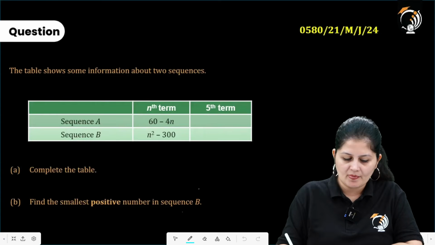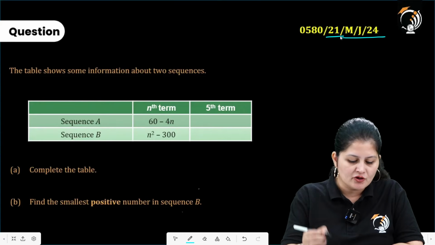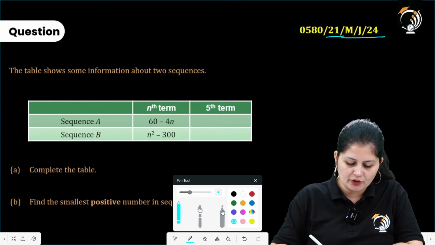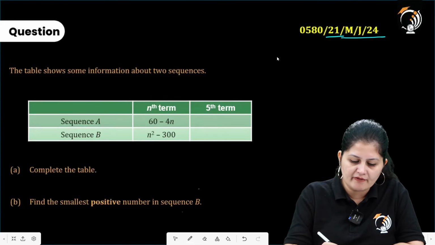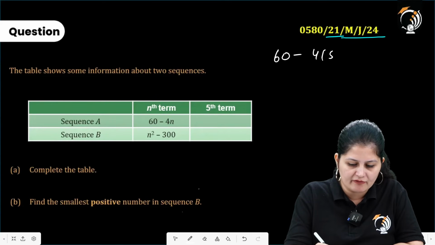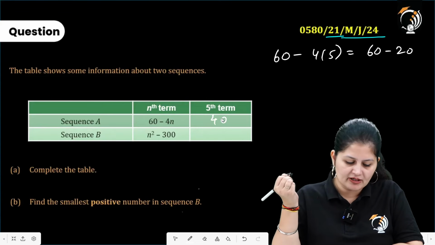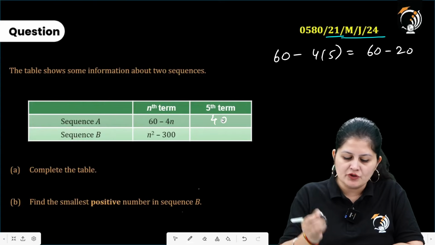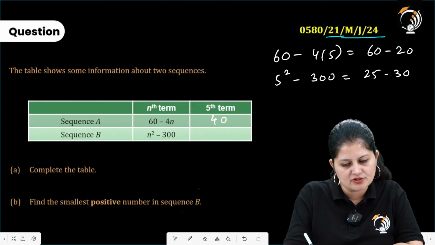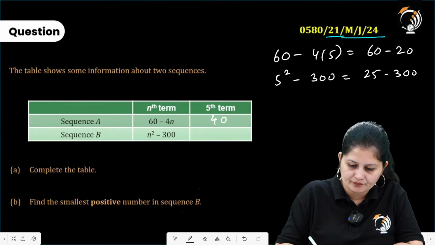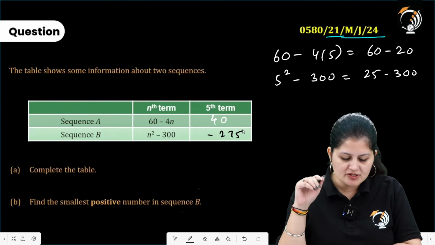Clear? Moving to the next question, which is again a question from the paper of May-June 24 from the variant 2-1. So, we need to complete this particular table here. In order to complete the table, firstly, to get the fifth term, we will have 60 minus 4 multiplied with 5. So, that is going to be 60 minus 20, which is nothing but 40 here. Correct? Further, when n square minus 300, in that case, it is going to be 5 square minus 300, which is nothing but 25 minus 300, that is going to be nothing but minus 275. Is that clear?